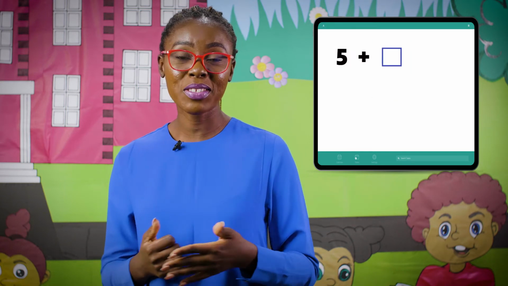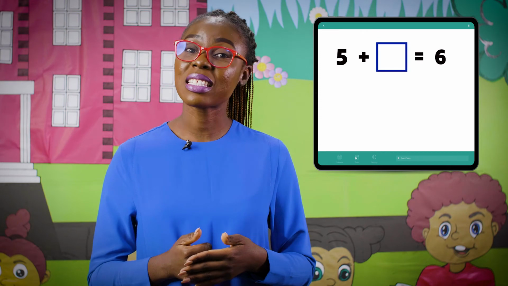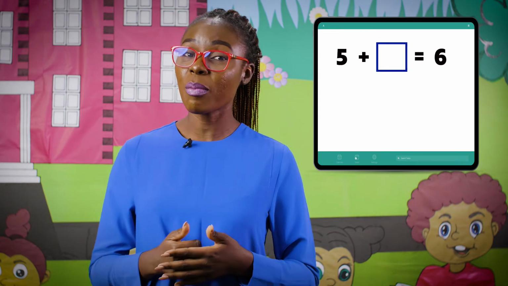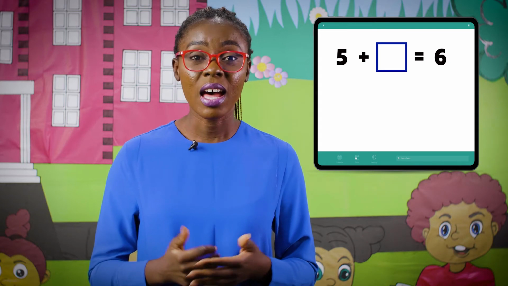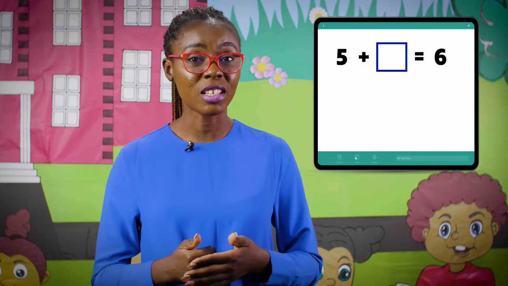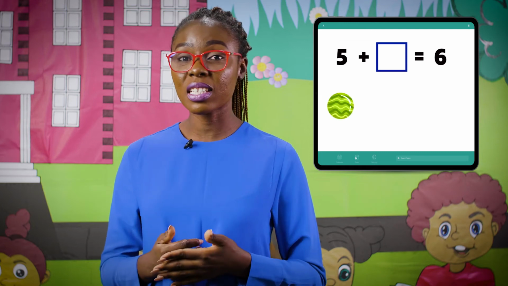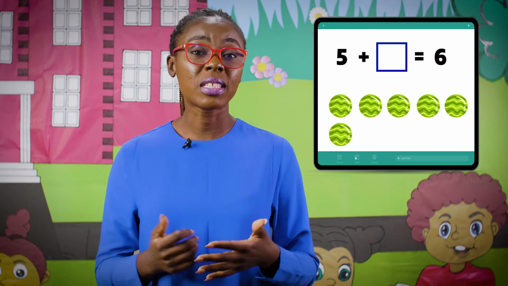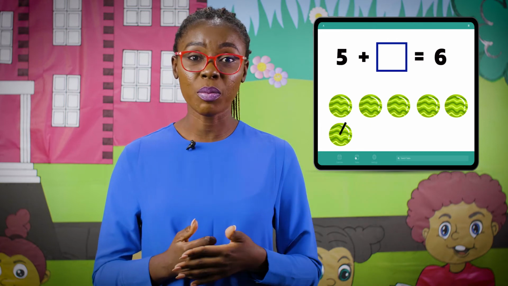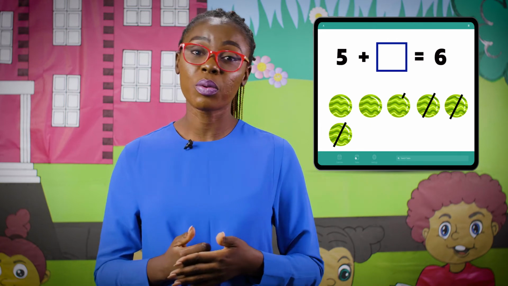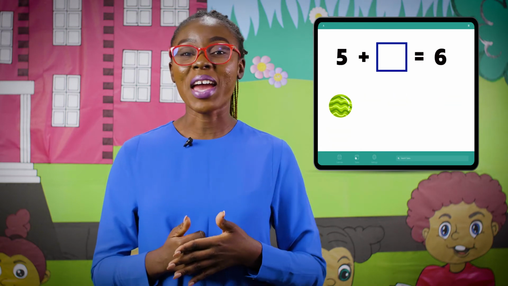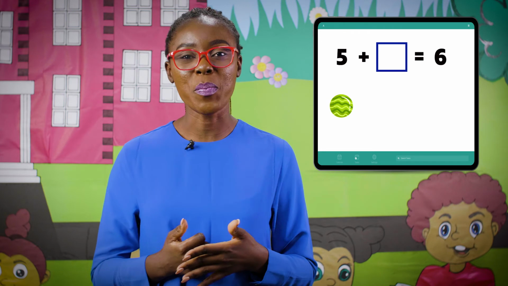5 plus empty box equals 6. Remember, your first step is to draw out the number of bubbles for the answer. The answer here is 6. So that means we are drawing out 6 bubbles. After drawing out 6 bubbles, we then have to cancel out 5 bubbles because that is the only number we were given. After canceling out 5 bubbles, we have to count the remaining bubbles.